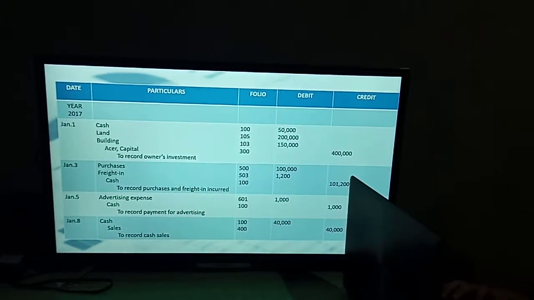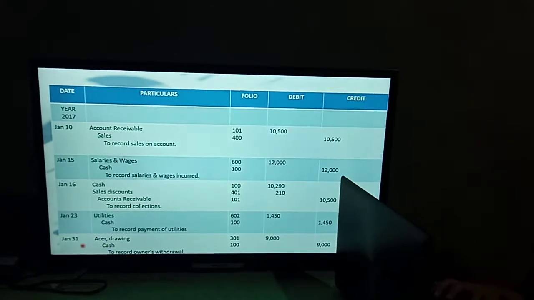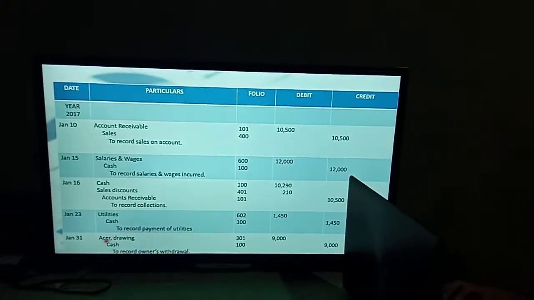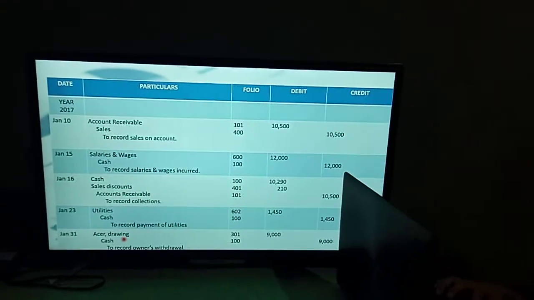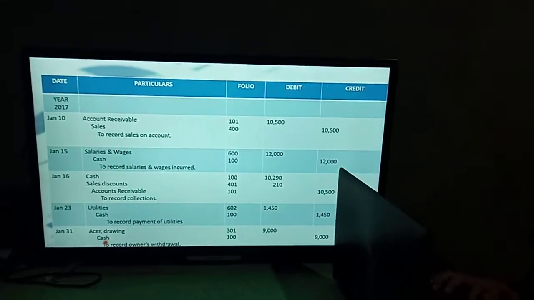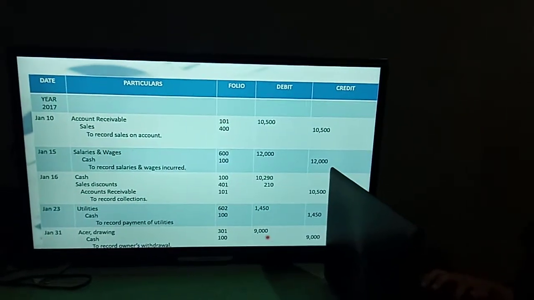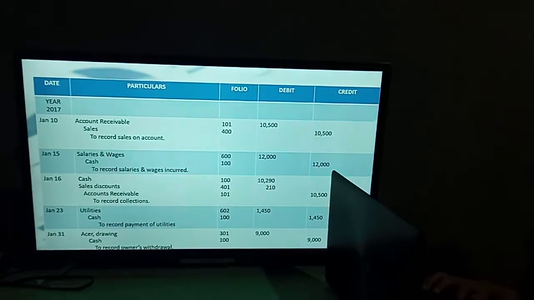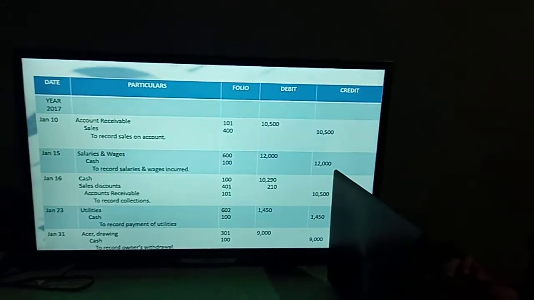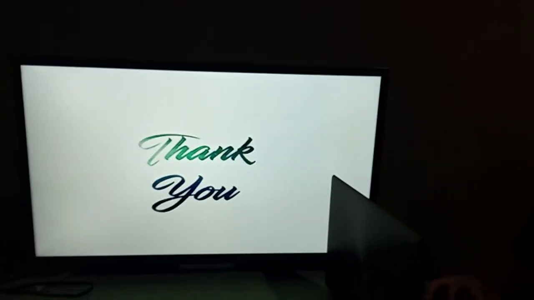You journalize entries up until the end of the transactions, which was on January 31. Acer, drawing, the withdrawal of money by Mr. Acer. And then, cash is the account credited. So, it should be equal, 9,000 and 9,000. Then, to record owner's withdrawal. So, that's the end. And thank you for listening and watching.